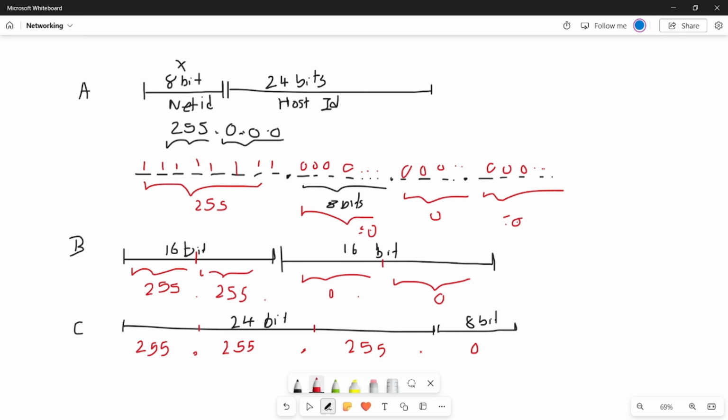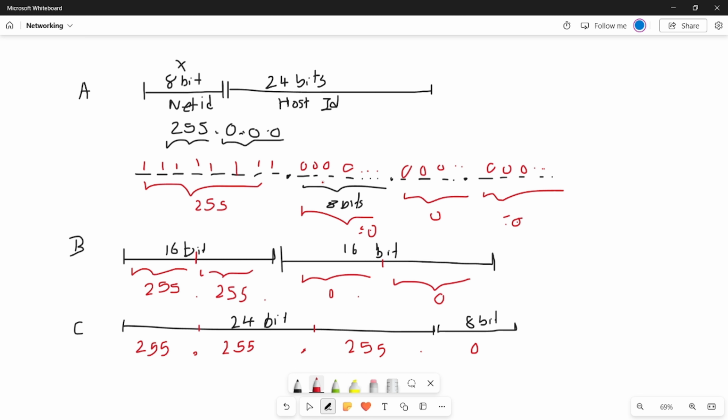Okay, if we are going to do subnetting, this default subnet mask will be changed. So basically this is the idea about the default subnet mask of class A, class B and class C, which we mostly use for networking purposes.